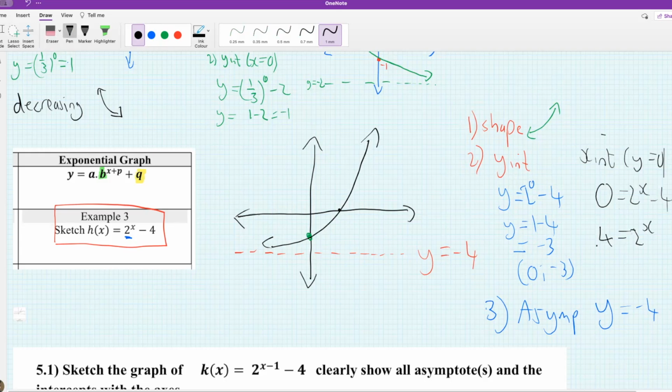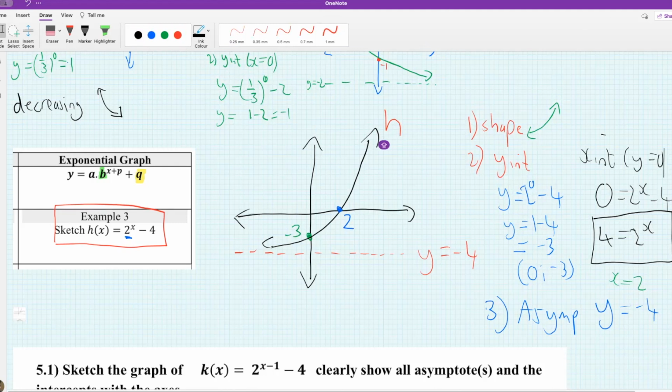Can anybody suggest to me what the answer to this equation is? 4 equals 2 to the power of x. What do you think x would be in that scenario? So the only way 4 equals 2 to the x is if x is equal to 2. So then we are going to label the x-intercept 2. The y-intercept is -3. And then we label the graph h.